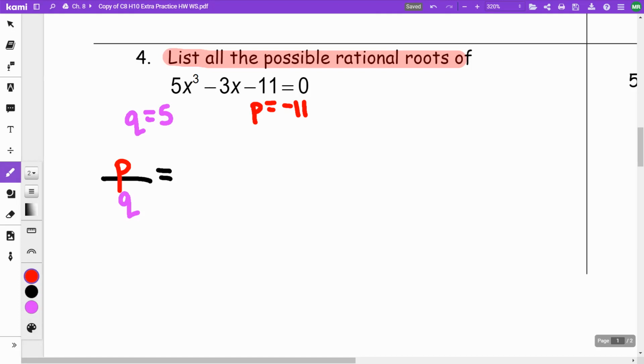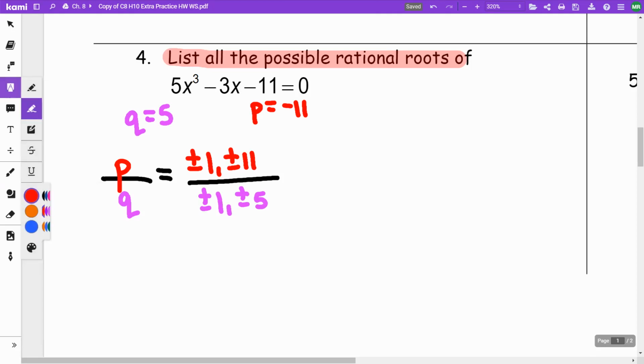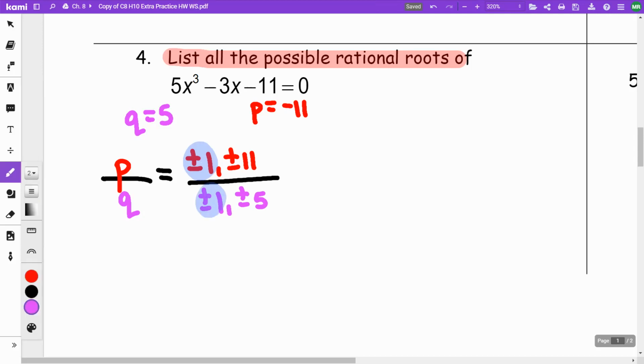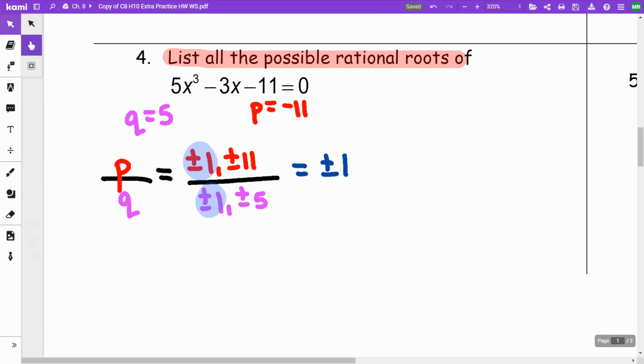My factors of P, factors of 11: positive, negative 1, positive, negative 11. My factors of 5: positive, negative 1, positive, negative 5. And so what I'm going to be doing is putting my positive 1 over 1, and that is going to give us a positive 1. I'm going to put our, let's see, hold on.